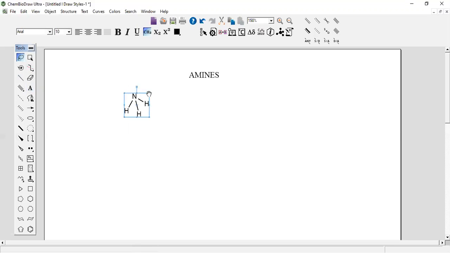In ammonia, I told you one more point also, there will be a lone pair of electrons on the nitrogen. According to Lewis theory, it is an electron pair donor. Like ammonia, amines also contain a lone pair of electrons on the nitrogen. This we call ammonia, and these are called amines.